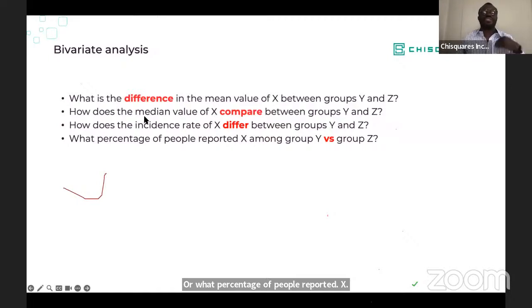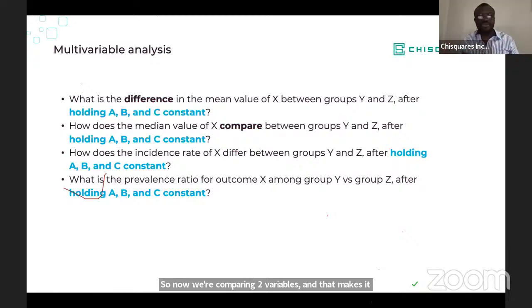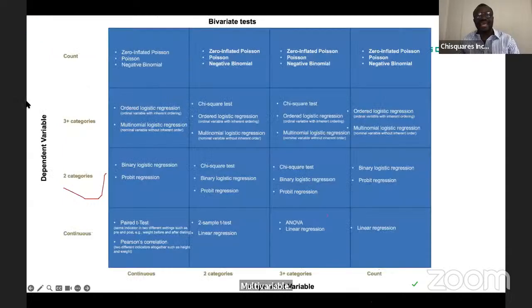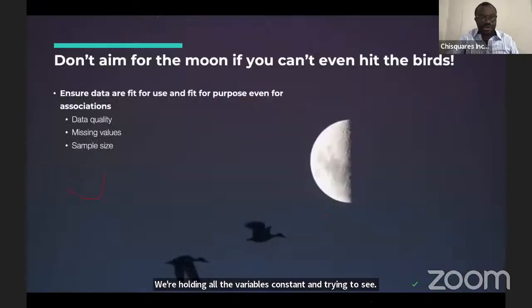Bivariate could be, what is the difference in the mean value of X between groups Y and Z, right? So now we're comparing two variables, and that makes it bivariate. Multivariable, what is the difference in the mean value of X between groups Y and Z after holding A, B, and C constant? Again, we're holding all the variables constant and trying to see the independent effect of that exposure group. So we're going to cover all of this.